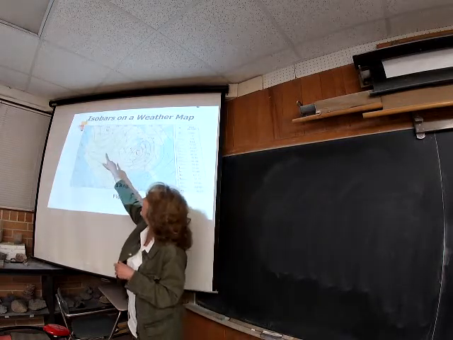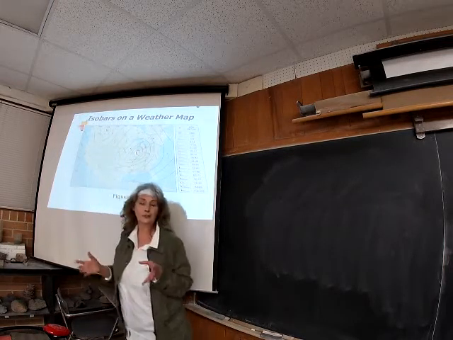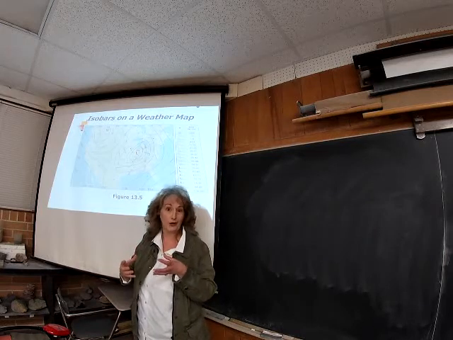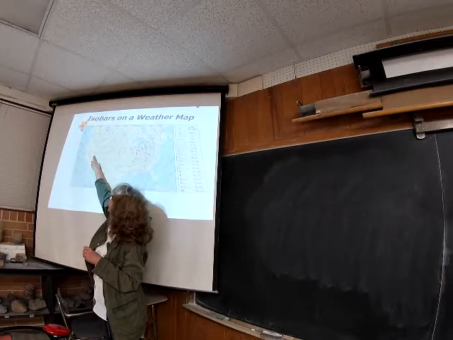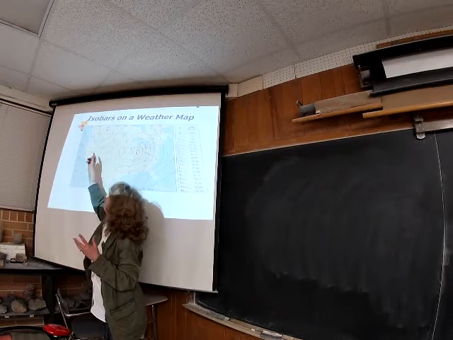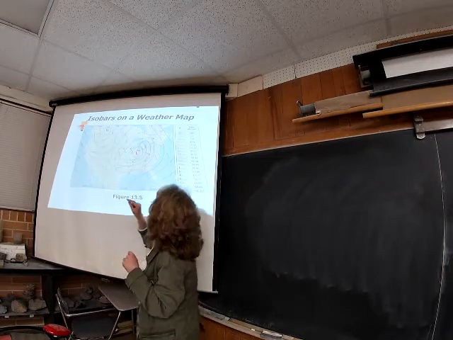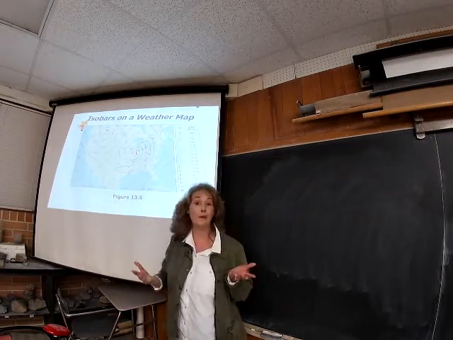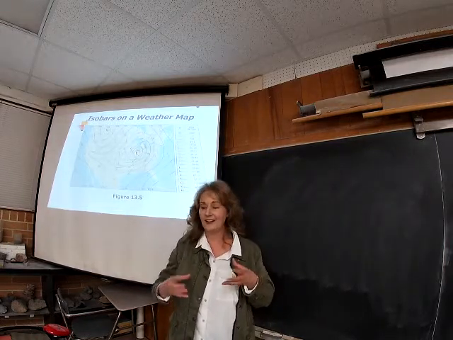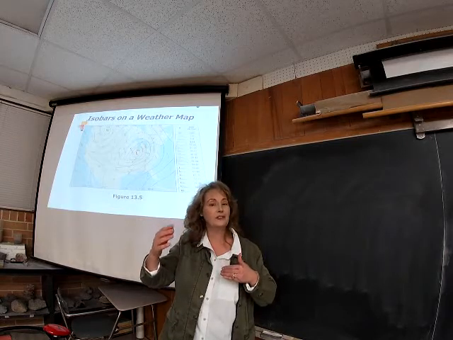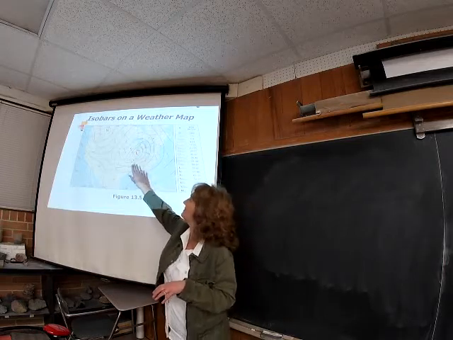Versus out over here on my high pressure, look how widely spaced those isobars are. That means you have slower winds. And just look at the symbols there. We have like a half of a feather, so 5 on that. Here, where it kind of looks like a bullseye right up there, you have calm winds. You don't have any wind. So around a high pressure, widely spaced isobars means you have slow winds. Closely spaced isobars, fast winds.